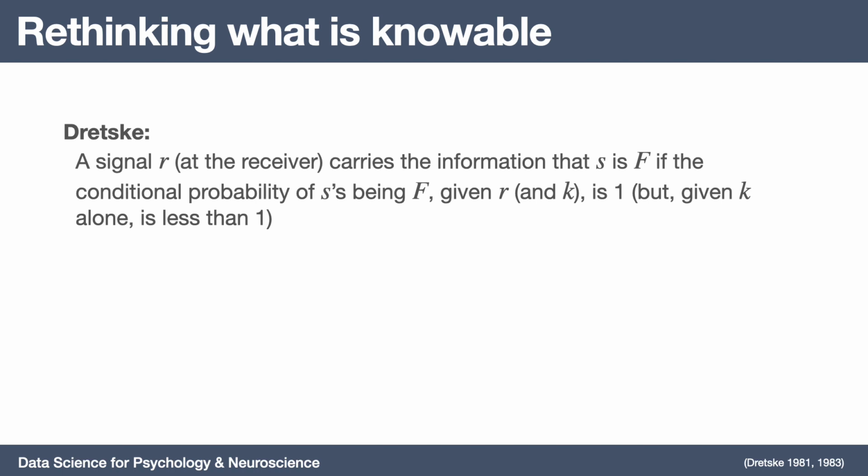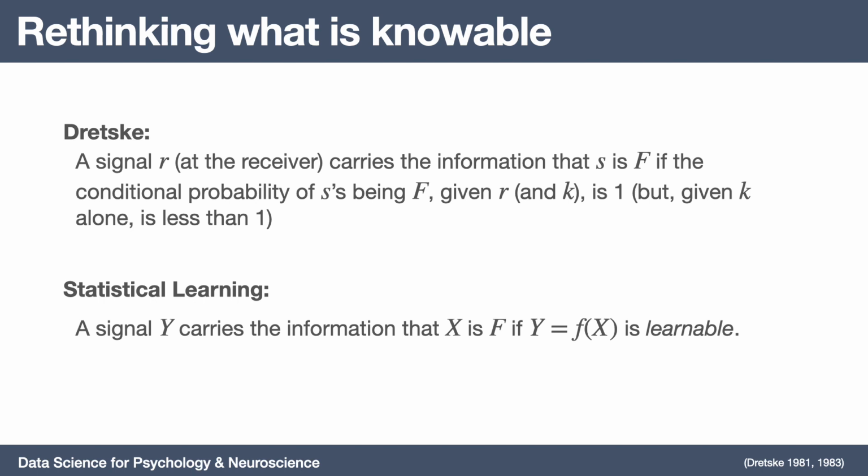However, we can reformulate this from a statistical learning perspective and say that a signal y carries the information that x is f if y equals f of x is learnable. If you can learn, according to empirical risk minimization and statistical learning theory, a relationship between x and y, you have an atom of knowledge about that relationship. And the beauty of this is it not only relaxes some of the constraints of knowledge relative to Dretske's framework, but it also makes knowledge a continuous function.